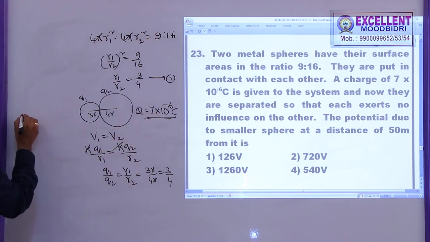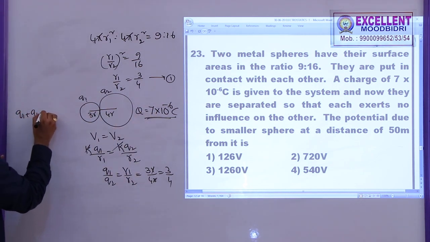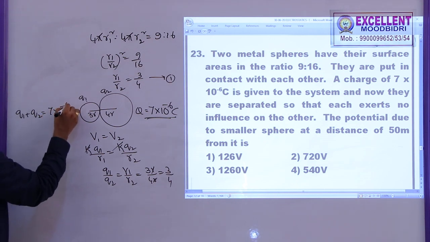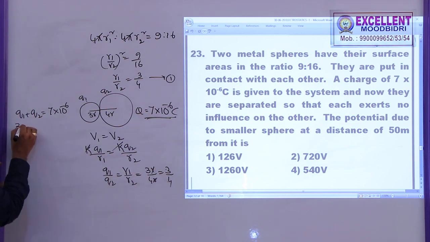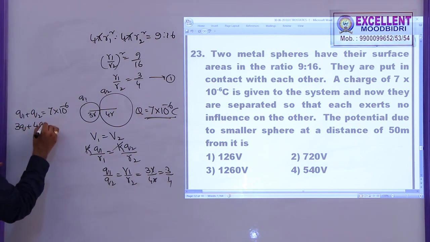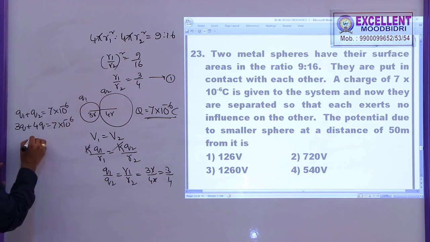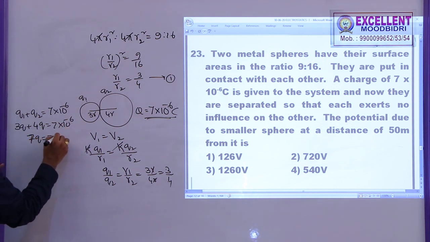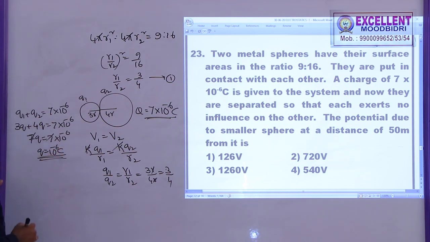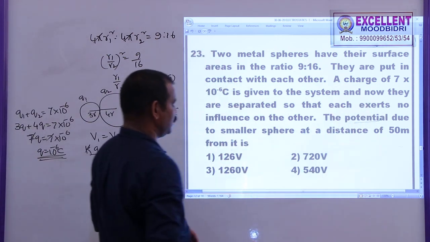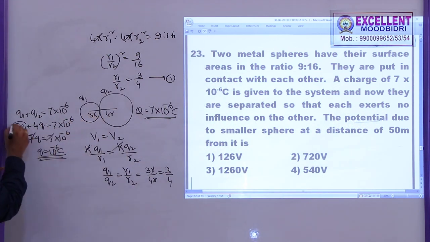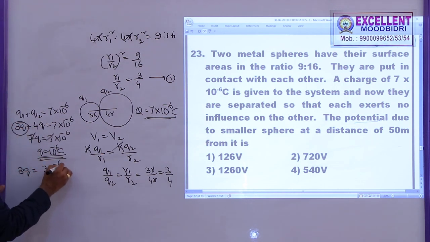Now let me substitute. Q1 plus Q2 is equal to 7 into 10 power minus 6. This is in the ratio of 3:4. Let me take this as 3Q and this as 4Q. So 7Q is equal to 7 into 10 power minus 6, and the charge Q is equal to 10 power minus 6 coulombs. So what is the charge on the smaller sphere? Because we need to find the potential due to the smaller sphere. The charge on the smaller sphere must be equal to 3Q, so 3Q is equal to 3 into 10 power minus 6.